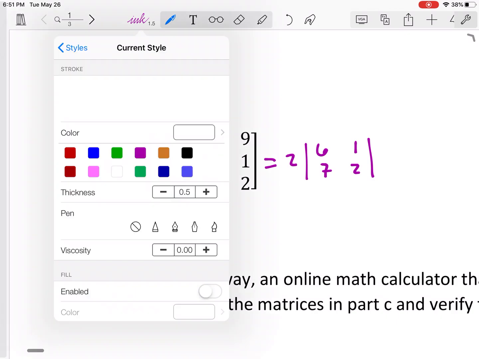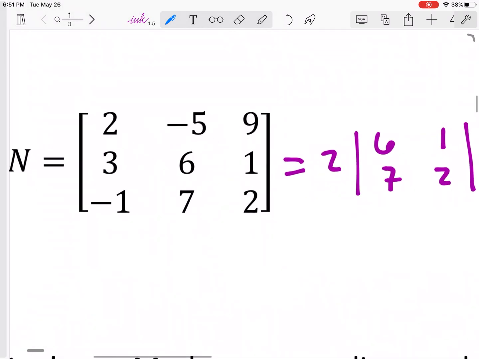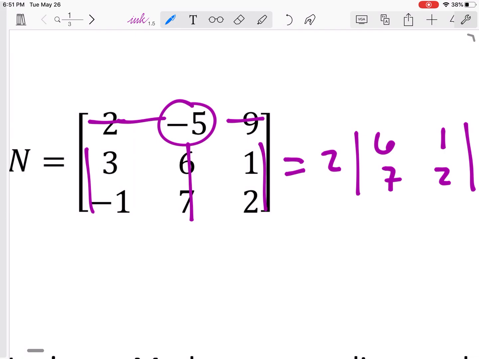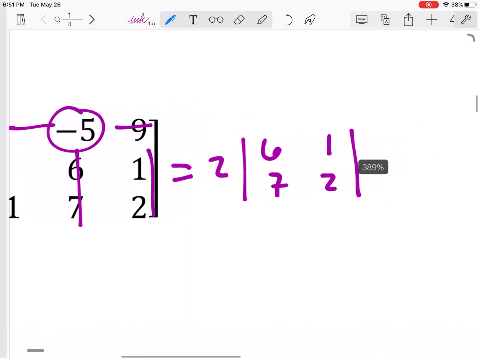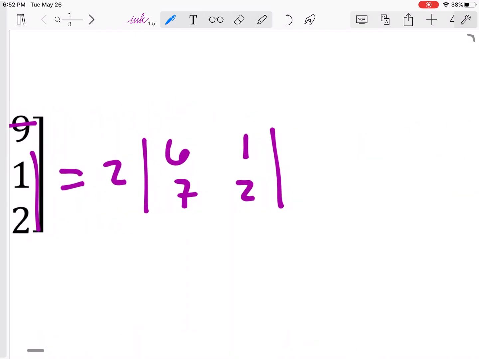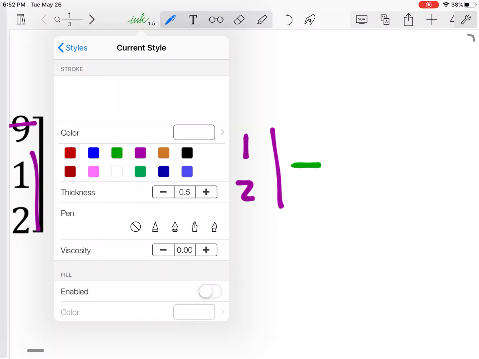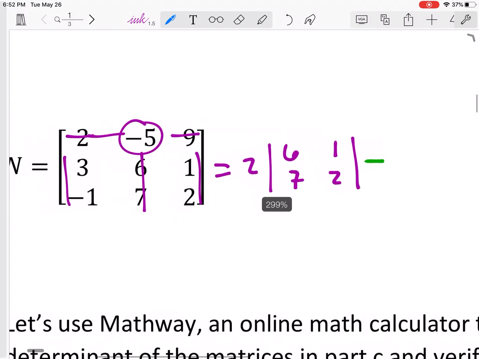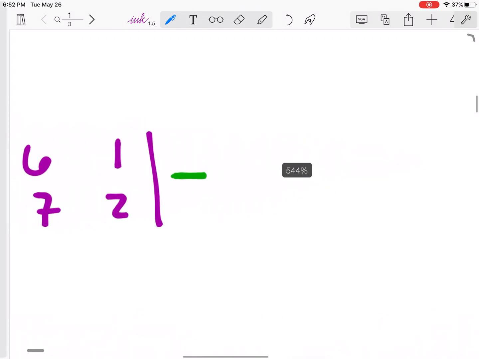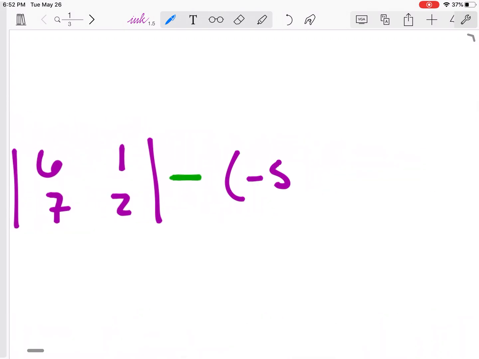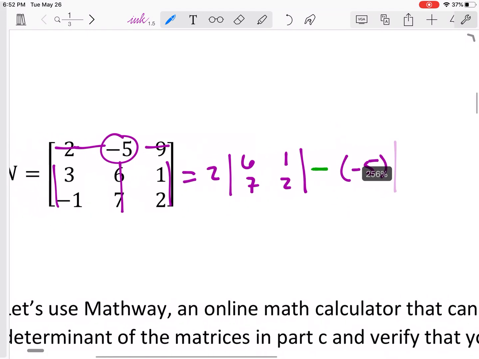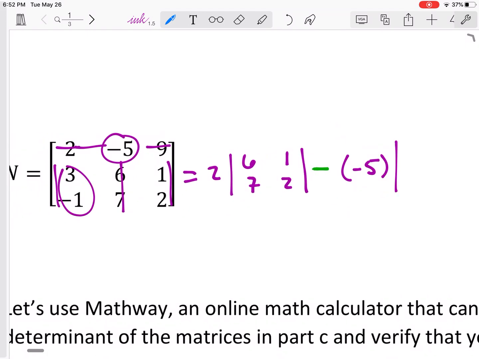Next, we're going to have to take the second term from that first row, negative 5. Ignore everything that lines up with it, horizontally or vertically, and then we'll take the determinant of those remaining values. But what we're doing here is we're actually going to subtract in between. So minus negative 5 times the determinant of 3, negative 1, 1, 2.